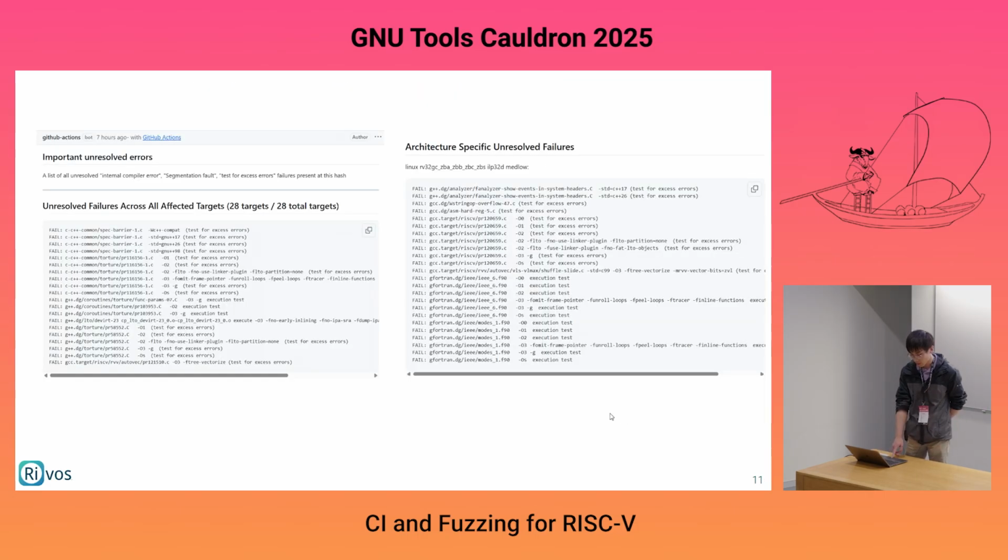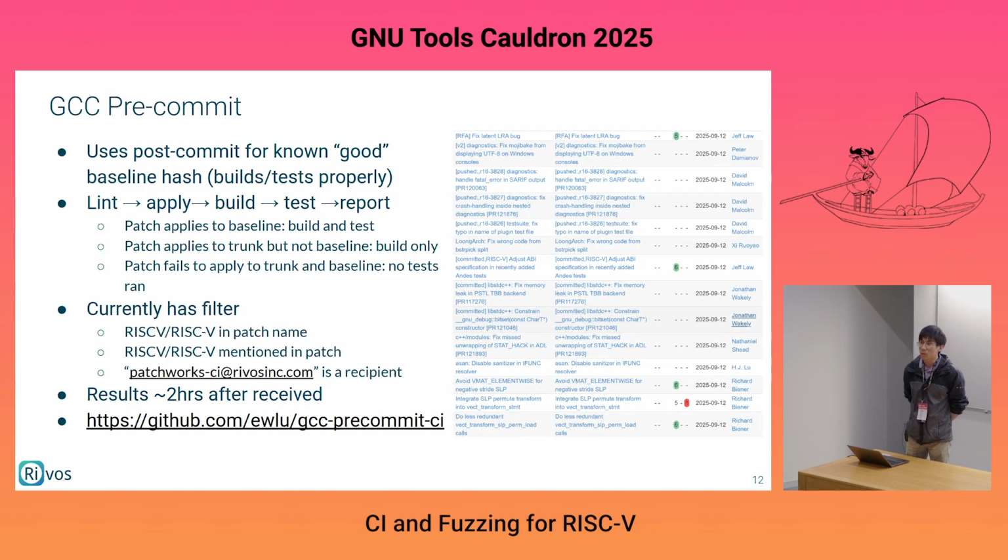Additionally, we have information as to which regressions are still present on trunk. So on the left shows all targets regressions, and on the right shows target configuration-specific regressions in addition to the ones on the left. So the pre-commit builds upon the post-commit in that we pull from post-commit good baseline hashes.